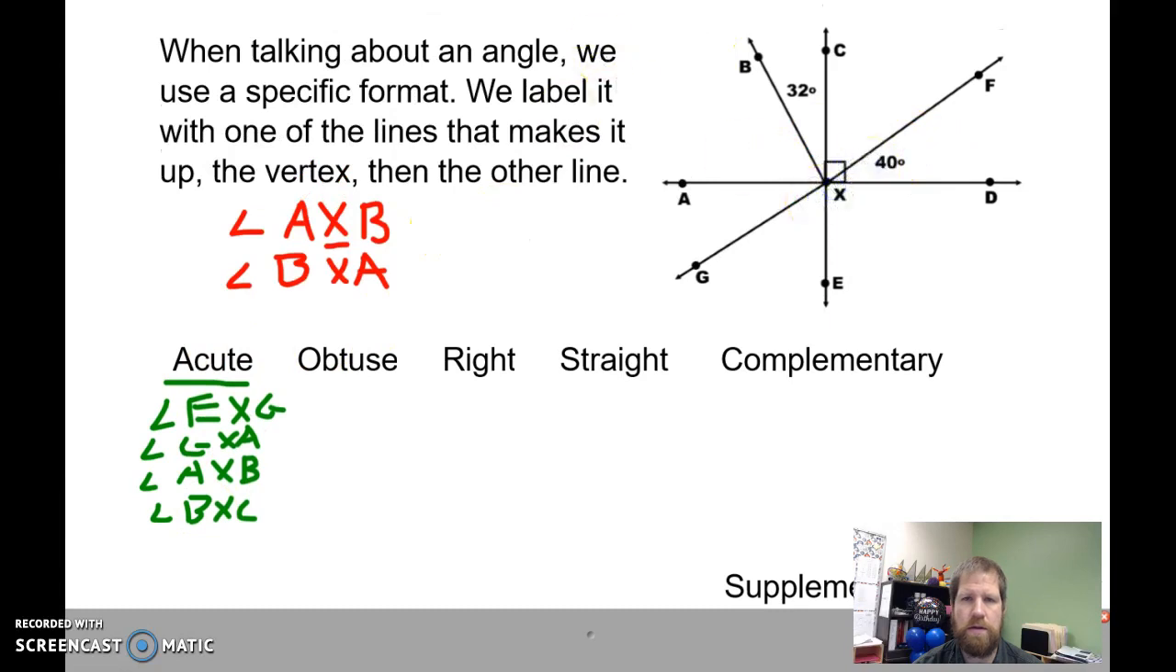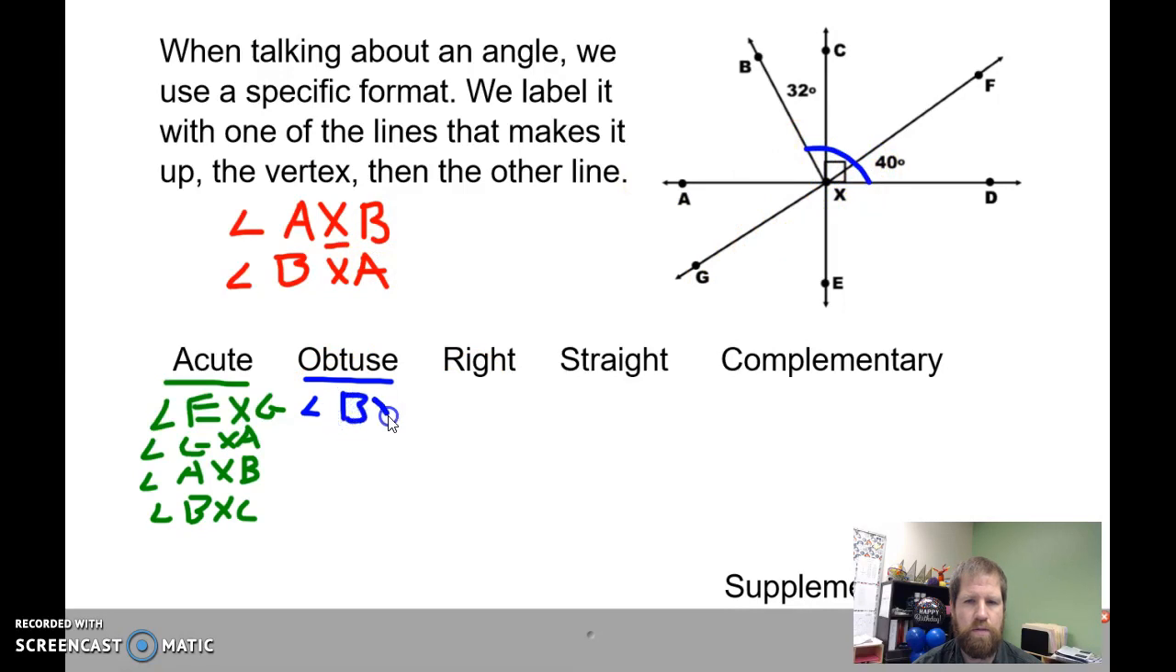Now let's get rid of those ones. Let's look at obtuse angles. Okay. So again, obtuse angles are angles that are over 90 degrees. And when you're looking at angles, it doesn't matter if there are other lines going through your angle, right? So right here, BXD, it doesn't matter that C and F are coming through that, that's still an angle, okay? And that would be an obtuse angle.